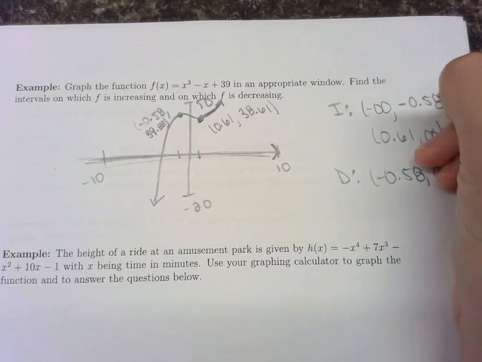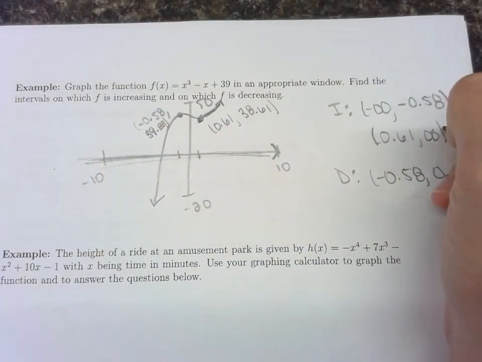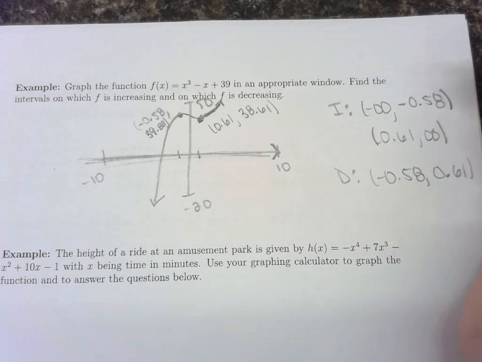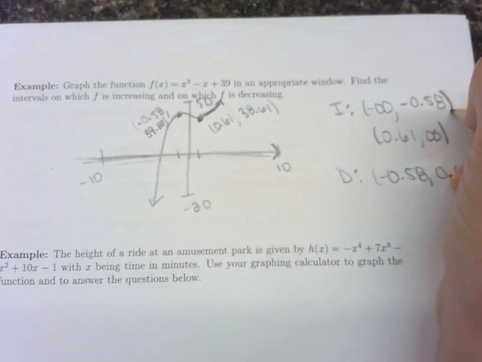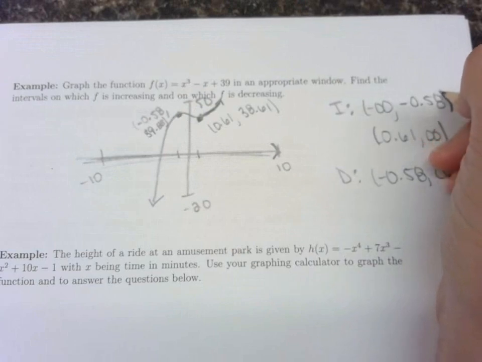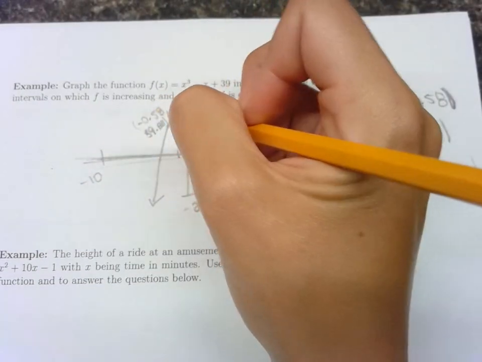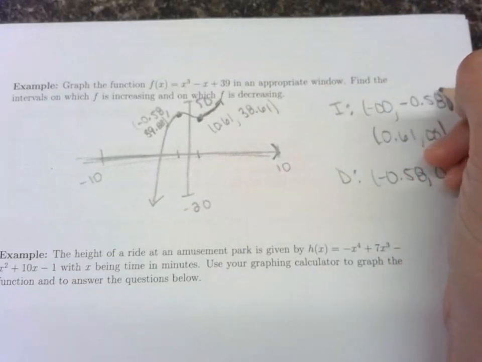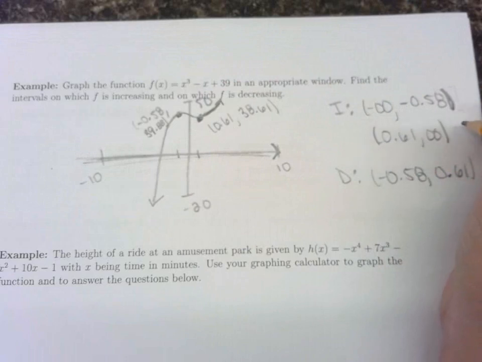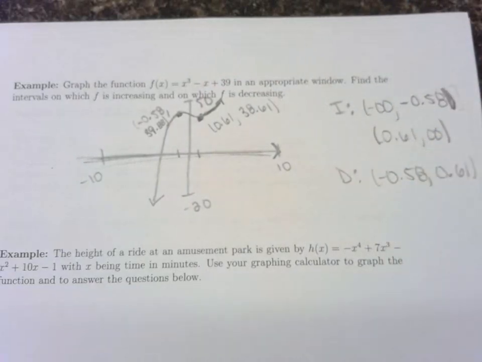Okay, why did I leave these points open parentheses? I believe that on these two points, it's neither increasing nor decreasing because it's your maximum or your minimum. Some people say no, it's increasing and decreasing, so they would have closed brackets. It doesn't matter. If you use open or closed, it's still correct. I always use open. If you use closed, it's still correct.